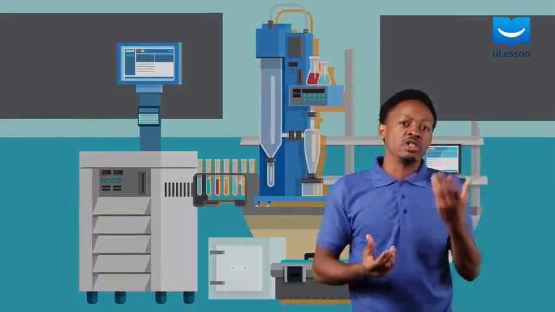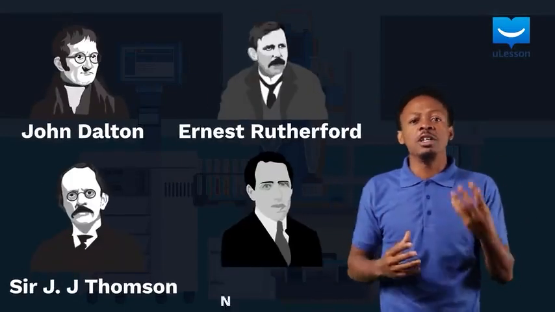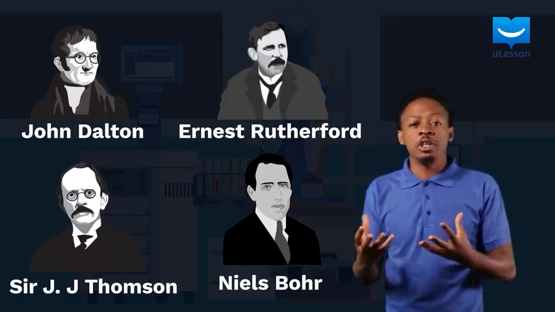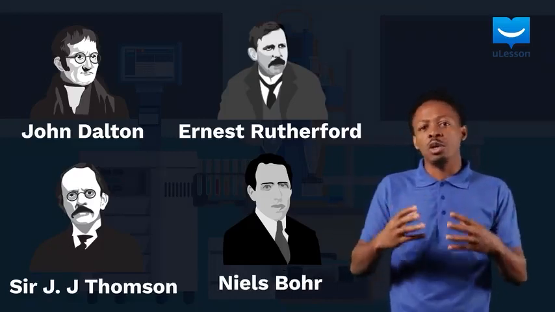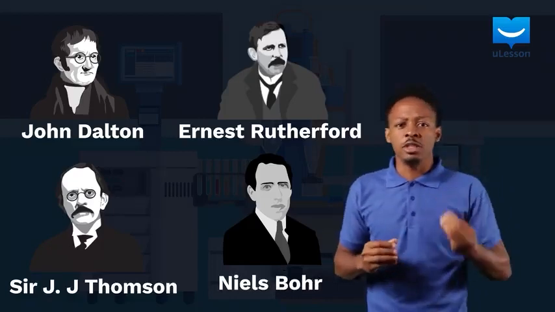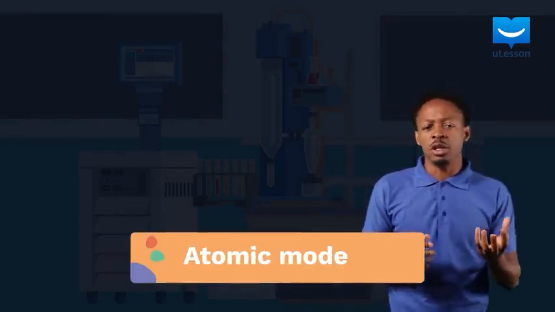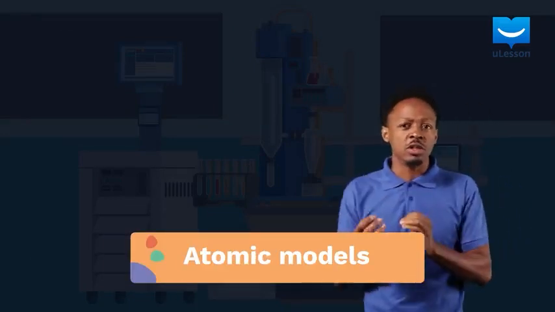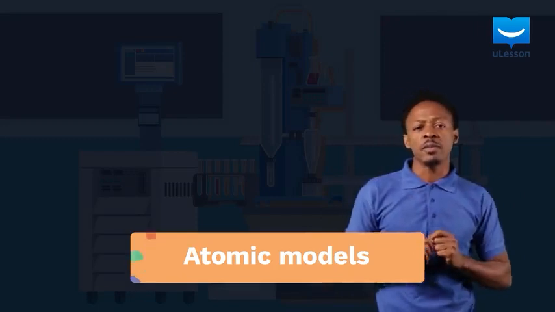Scientists have debated the structure and properties of atoms for centuries. Some, like John Dalton, Sir J.J. Thomson, Ernest Rutherford, and Niels Bohr, have gone further to speculate on what an atom looks like and what it contains. These are what are called atomic models, and we shall discuss these models in a subsequent lesson.